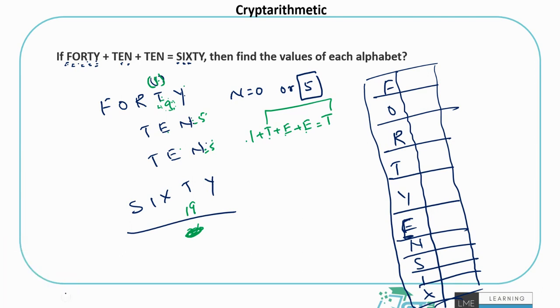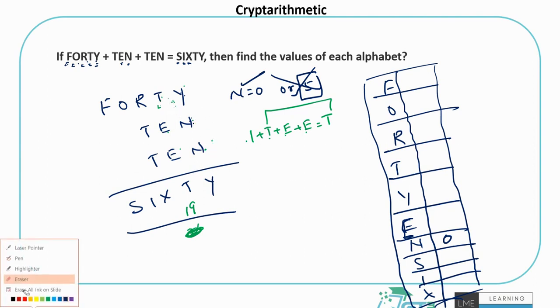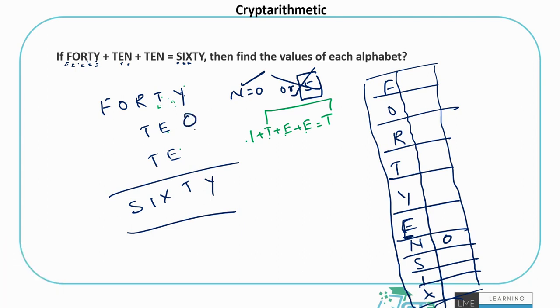So what am I concluding finally? I am concluding that I cannot have 1 carried forward. So that means N must be 0, it can't be 5. It must be 0, there is no doubt about it, so that I don't carry forward 1 here. Once I don't carry forward 1 here, let me just replace this N with 0, because that's what we understood.